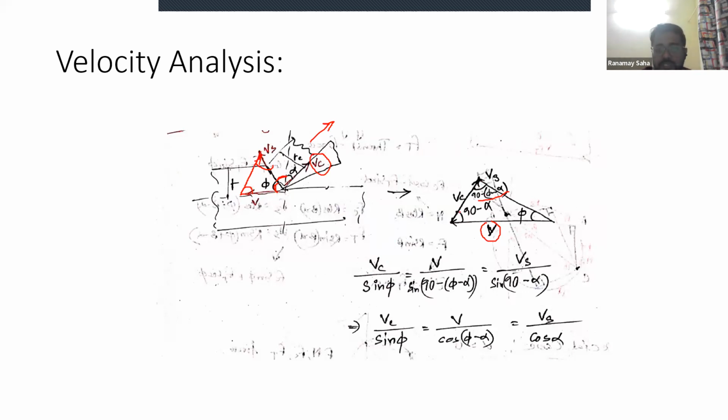Okay, so if you take VC, the sine of the angle opposite to it is phi. So you have VC by sine phi. Similarly, V by sine of 90 degree minus phi minus alpha, and then you have Vs divided by sine of 90 minus alpha. From that, we get VC by sine phi equals V by sine of 90 minus phi minus alpha, which is cos of phi minus alpha, and sine of 90 minus alpha is cos of alpha, right? So this is your velocity relation, right?